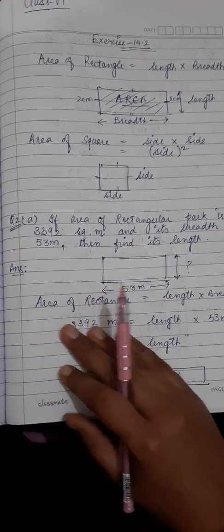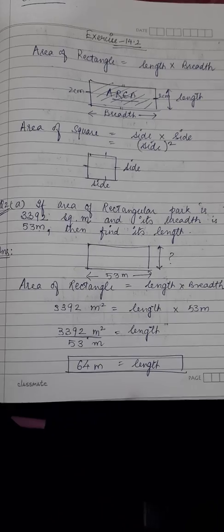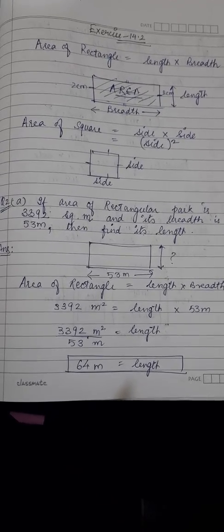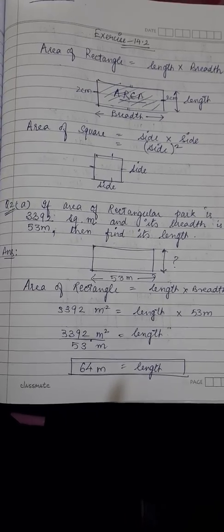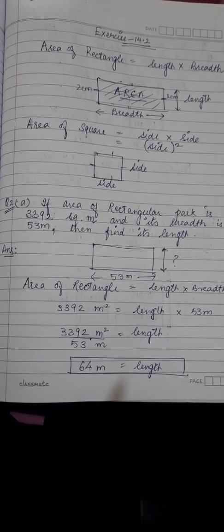Now let's move to question number 2. Question number 2 is, if the area of the rectangular park is 3392 meters square and its breadth is 53 meters, then you have to find the length.